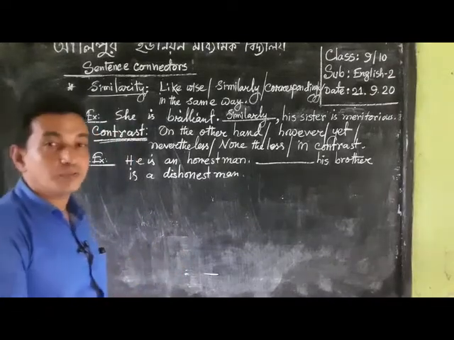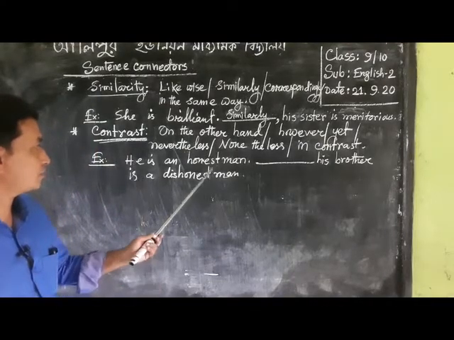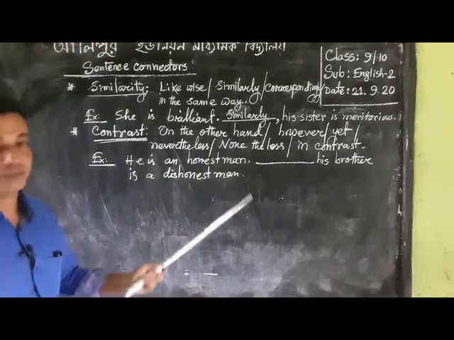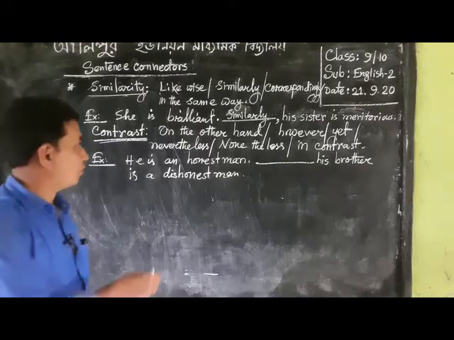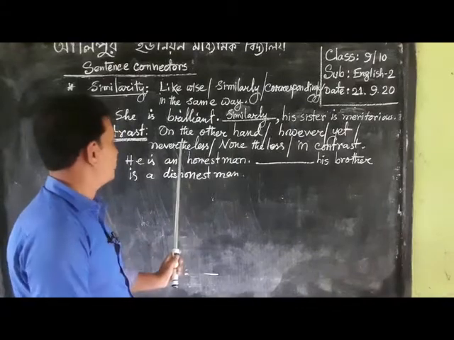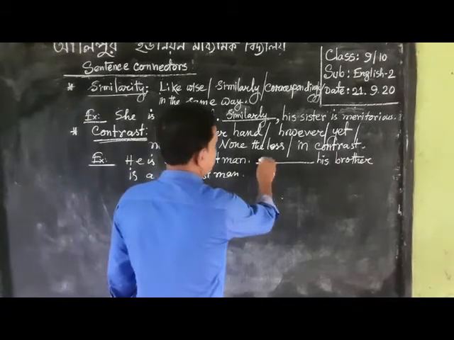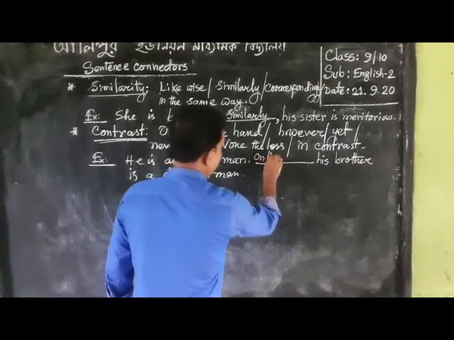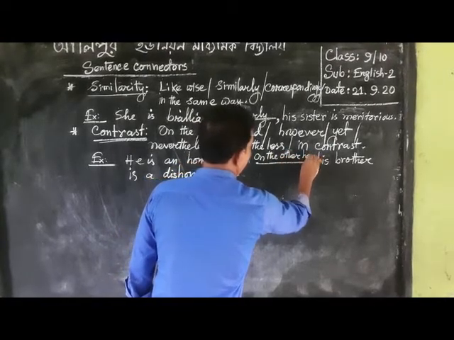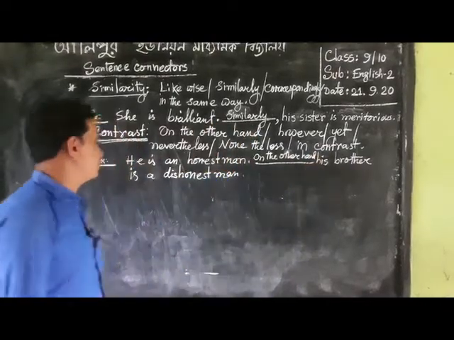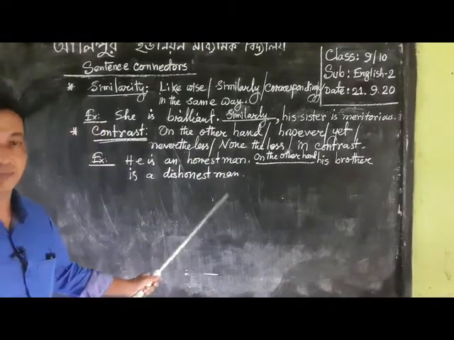There is no similarity between these two brothers in their characteristics, because he is honest. On the other hand, his brother is a dishonest man. There is no similarity between these two persons. So we may write down, on the other hand, however, yet, nevertheless, nonetheless, in contrast, etc. Okay? Then we may write here, on the other hand. Okay, dear students, he is an honest man. On the other hand, his brother is a dishonest man.